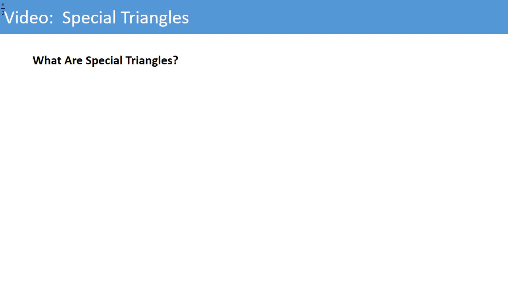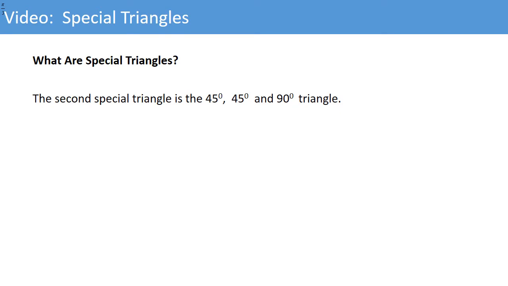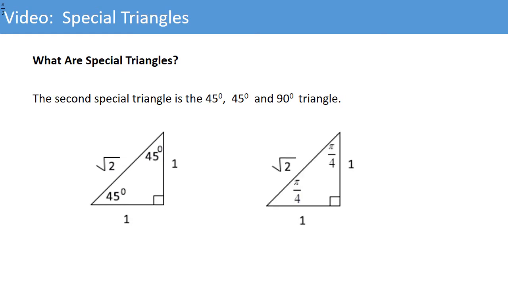The second special triangle is the 45, 45, 90. Here is how it would look. It is an isosceles triangle as the two angles have the same measure. The two sides will therefore also have the same measure. The measure is 1. The hypotenuse is length square root 2. If we look at the same triangle in radians, 45 degrees is pi over 4, exactly the same triangle.